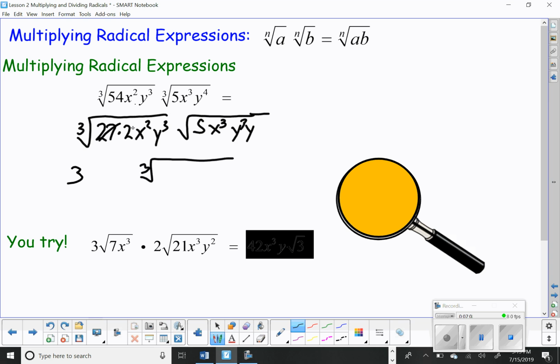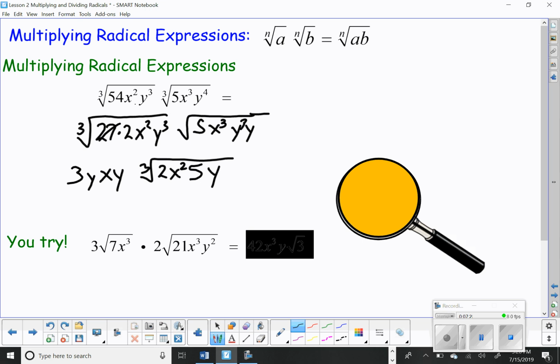So I took care of him. The 2 stays inside. The x squared stays inside. And then the y cubed, I can get a y out. The 5 stays inside. The x cubed, I can get an x out. The y cubed, I can get another y out, and then that y stays inside.